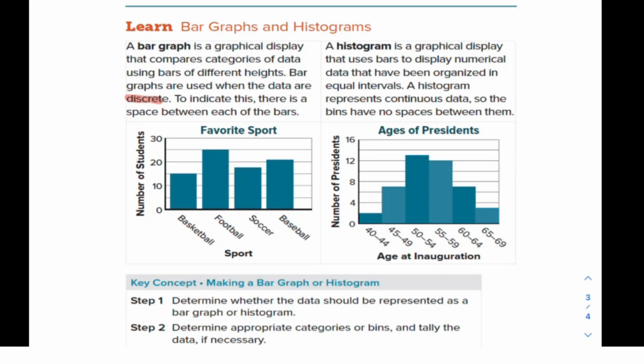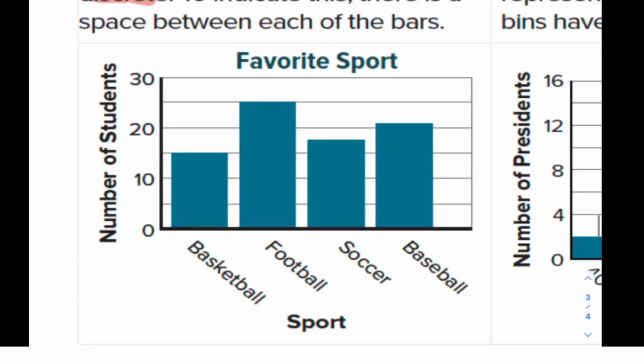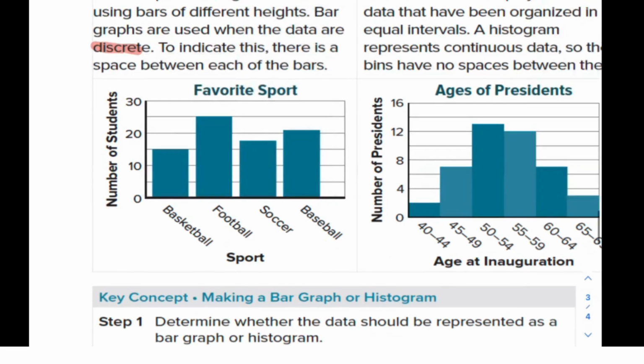To indicate this, there is a space between each of the bars. There are gaps between the bars. And this is used for discrete data, meaning separate categories that are not related, such as hobbies, sports, ideas, for example, countries.